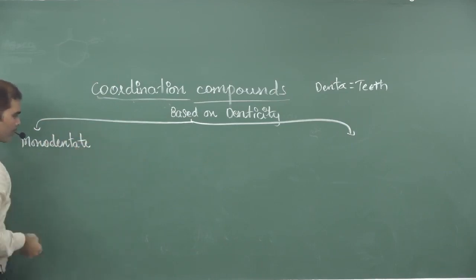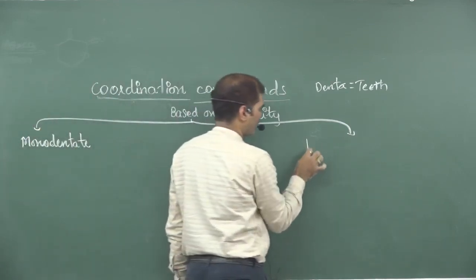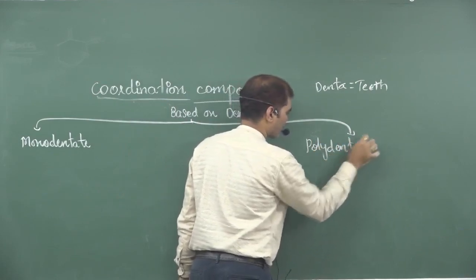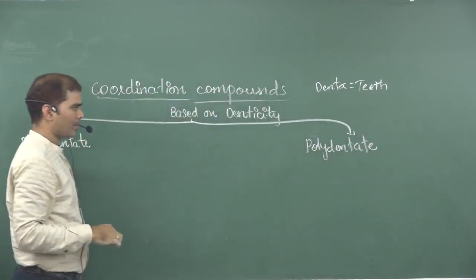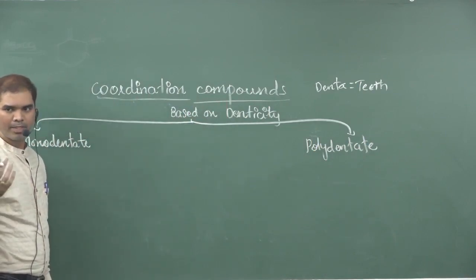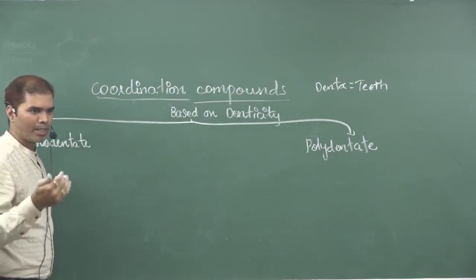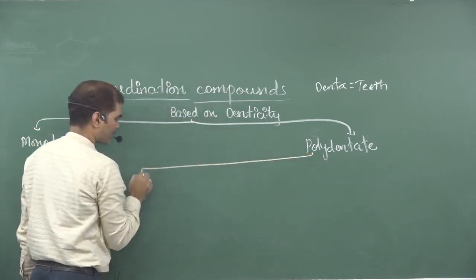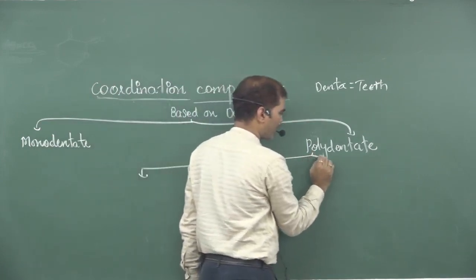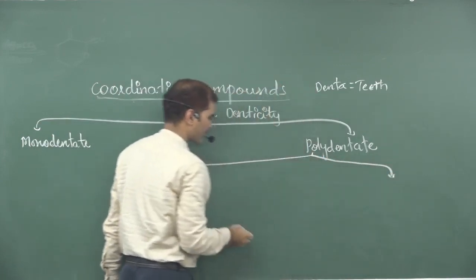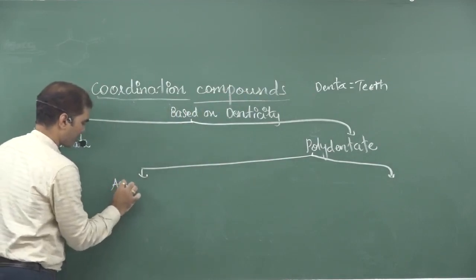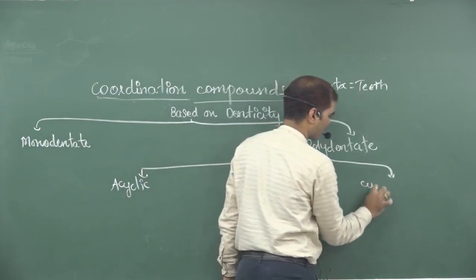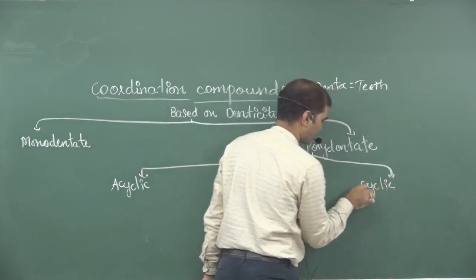Monodentate. Another one has to be polydentate. Because based on this denticity only, we generally classify the ligands and will give it as monodentate negative, monodentate neutral, or bidentate negative, bidentate neutral, and so on. But this polydentate, we can further classify them into acyclic type and cyclic type.